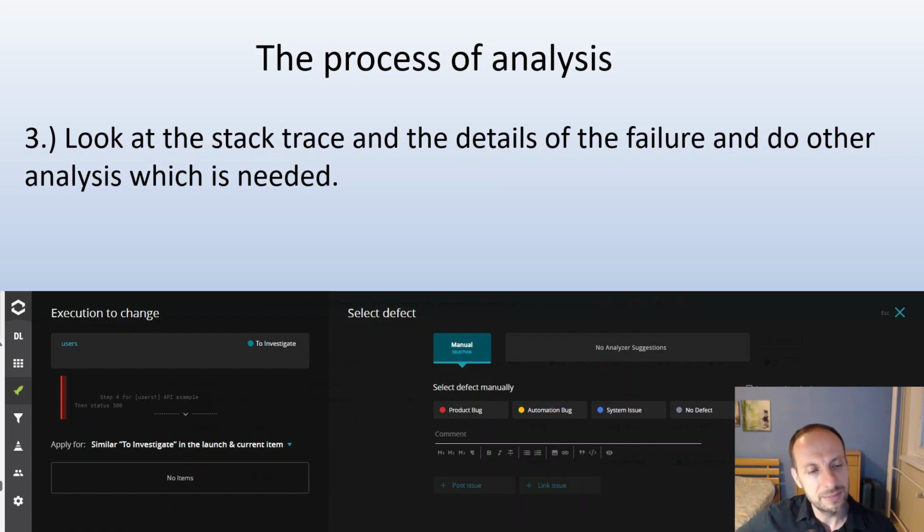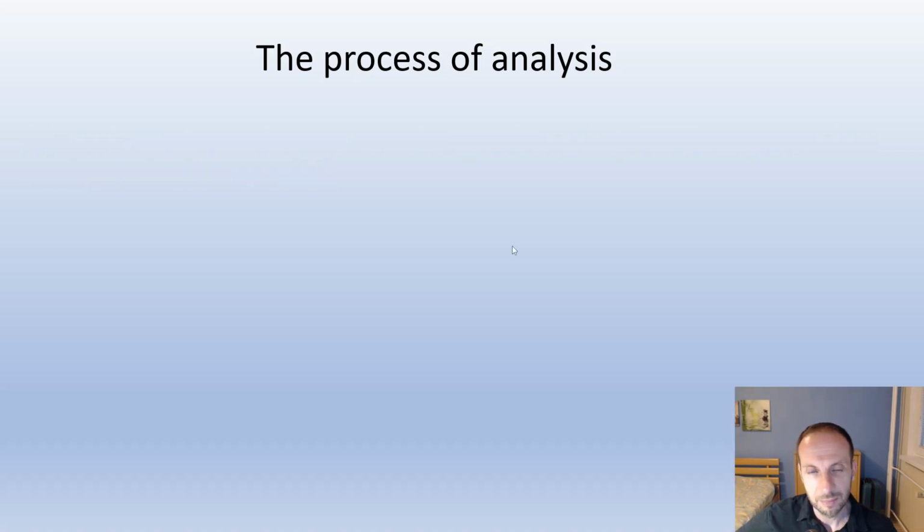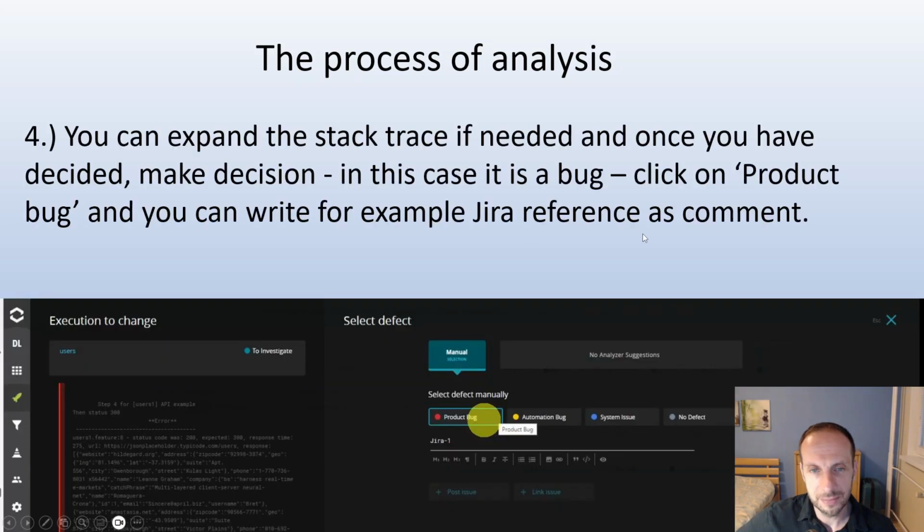On the left side we see the stack trace and details of the failure, and on the right side we have some options, and we need to decide what type of failure it is. Basically we need to do the analysis, so we need to look in our framework, try to run it, try to debug it, look at the Jira tickets, look at some PRs, and discuss with the developers or other testers to find the root cause.